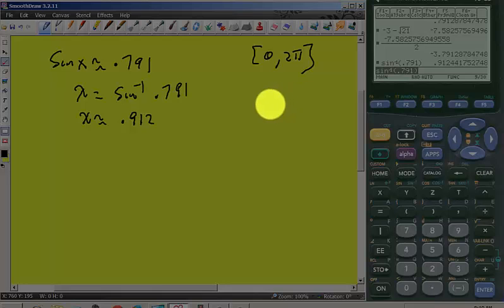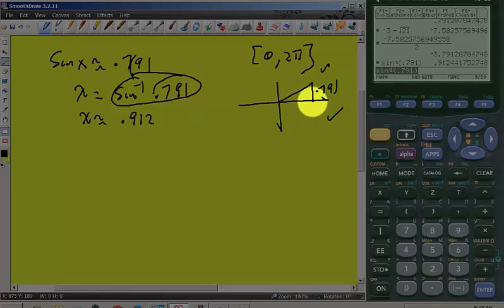Okay. Now, I took sine inverse. Your calculator only works in the first and the fourth quadrant for the sine inverse. And it gave you the angle where sine is positive in the first quadrant. So that means this was 0.791. When you took the inverse, it gave you that angle, which is 0.912. Okay? So we have one solution, 0.912.